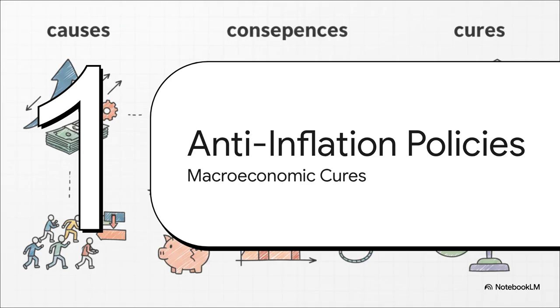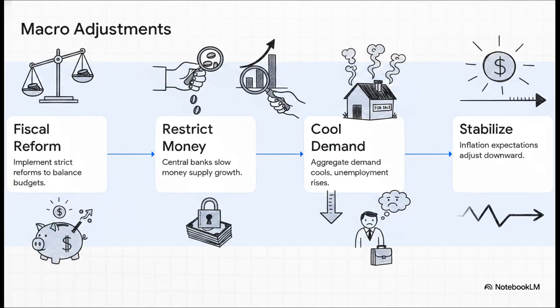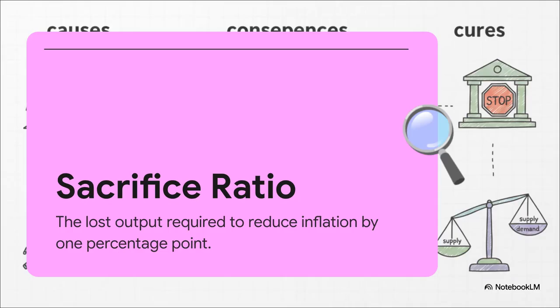And that leads us to our final section, Section 6, Anti-Inflationary Policies. Getting inflation back to baseline requires a highly coordinated two-pronged attack. First, the government has to fix its budget to restore confidence. Second, and this is the big one, the central bank has to step in and choke off the growth of the money supply, usually by jacking up interest rates. This inevitably cools down aggregate demand. People stop borrowing as much, businesses hit pause on expanding, and as a result, unemployment temporarily rises. But it's exactly this cooling process that finally forces those long-term inflation expectations to adjust downward, stabilizing prices across the board.